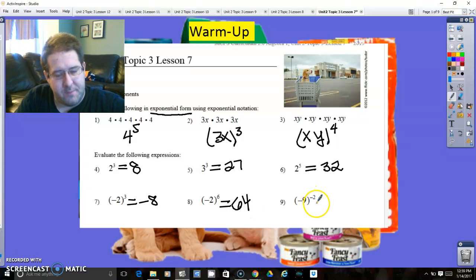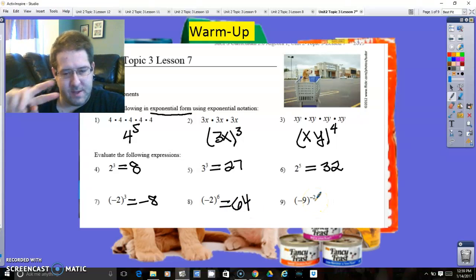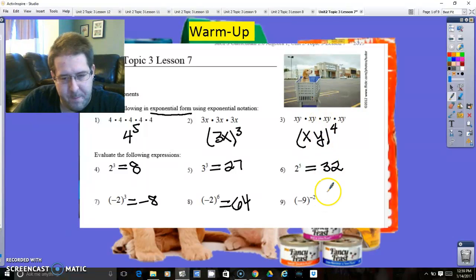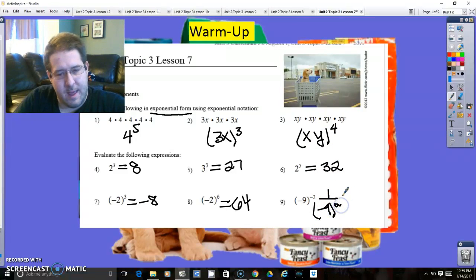And last but not least, if you have a negative exponent and you want to make it into a positive exponent, you just change it to its reciprocal. So that would be 1 over negative 9 to the positive second. And negative 9 times itself is 81. So that would be the simplified version of that.